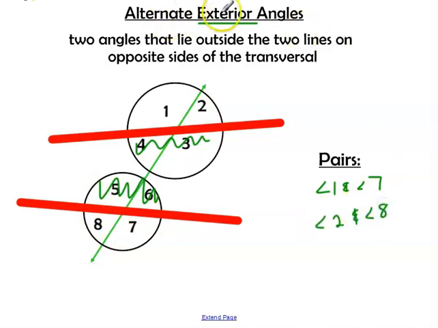So use the words in the term to help you define them. Exterior, the ones outside. And then alternate, they're on opposite sides of the transversal. And then lastly, remember, one angle from each circle to make a pair.